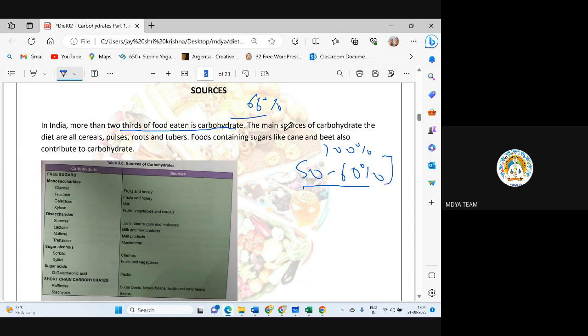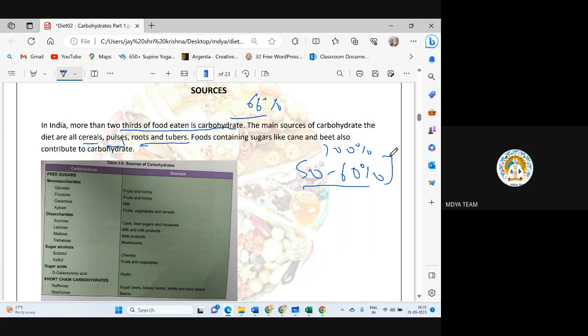The main sources of carbohydrate in the diet are all cereals, pulses, roots, and tubers. In pulses, the most important nutrient is protein, but carbohydrate is also present there.